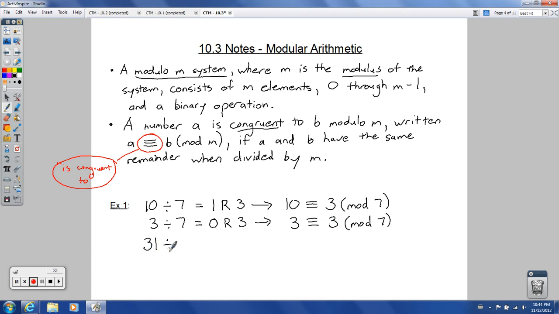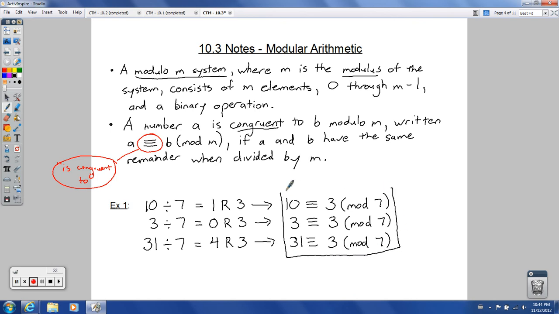And let's try one more here. 31. What is 31? Well, 7 goes into 31 4 whole times with a remainder of 3. So this 31 ends up being congruent to the same thing, 3 mod 7. So this is an example where they all worked out the same way. And I did that on purpose. Do they always turn out to be the same thing? Definitely not. So this is just a quick example of 3 numbers that end up being congruent to exactly the same number in modulus 7, because they all have the same remainder.